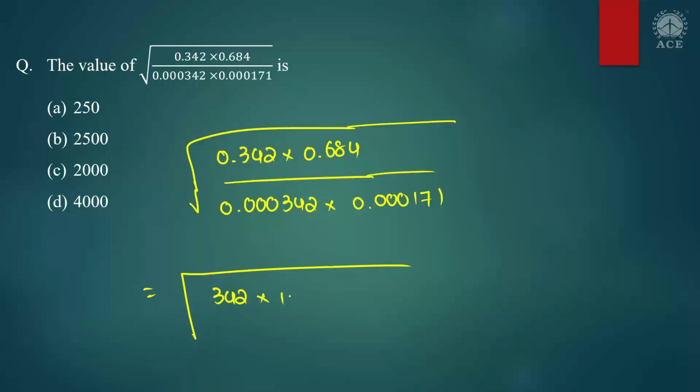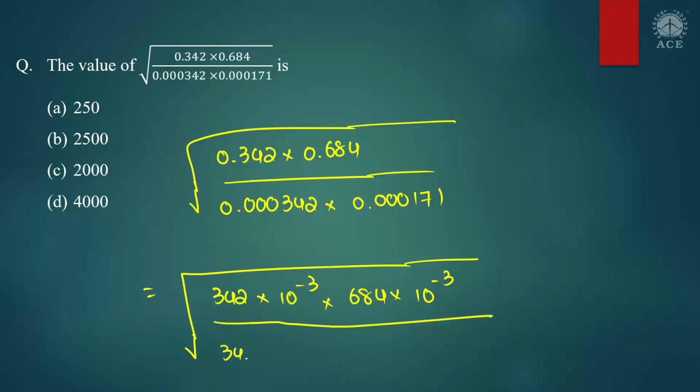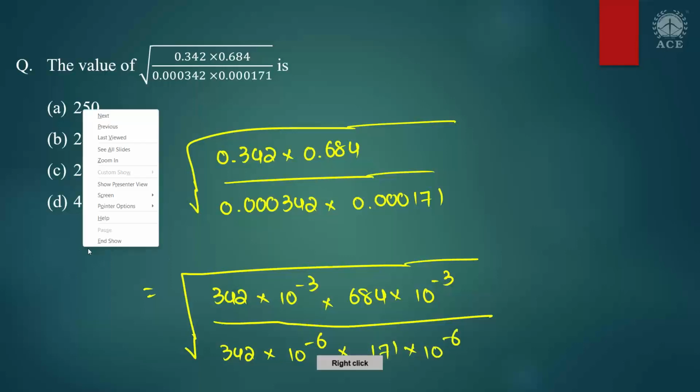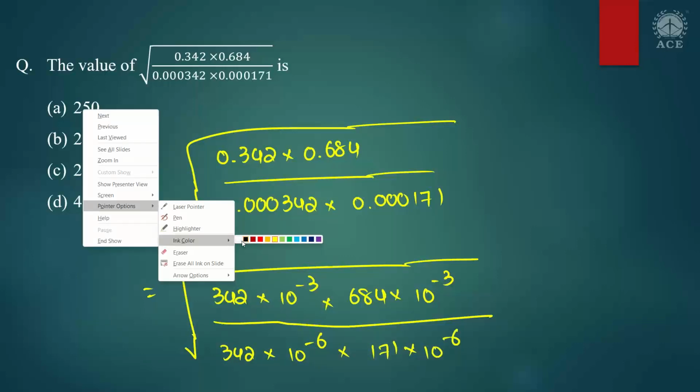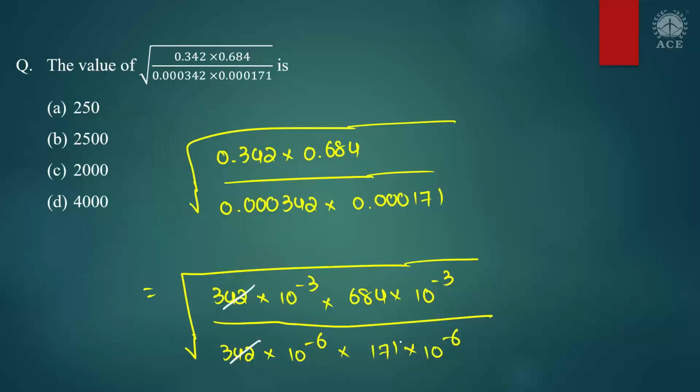342 into 10 power minus 3 is 684 into 10 power minus 3. Denominator, 342 into 10 power minus 6. 171 into 10 power minus 6. Yeah, done with the question, remaining. 342 cancel, 171, 4 times. This 10 power minus 3, 10 power minus 3 become 10 power minus 6.